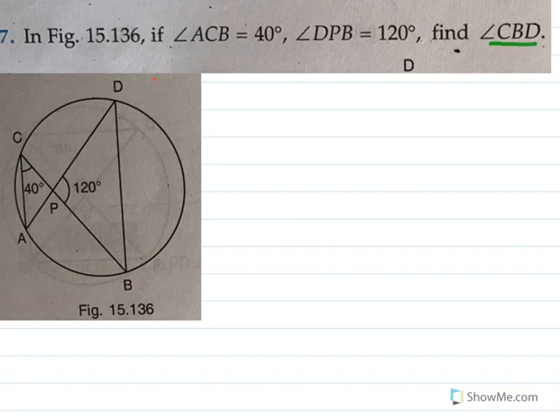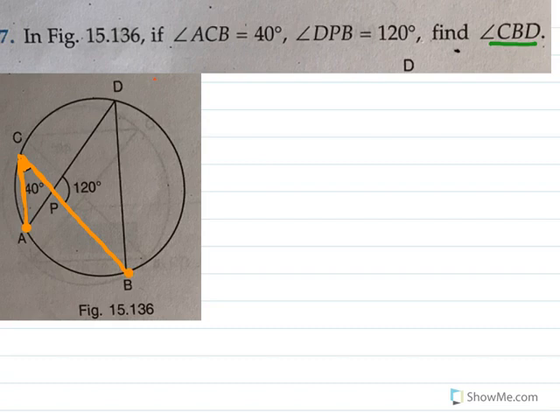In this sum we need to find CBD. So where is CBD? We start from C. Here is C. And let's trace CBD. C, then we have to go to B. And from B we have to go to D. So we'll get CBD. We need to find this angle. So the angle given to us is 40. Let's trace the angle 40. So this is angle 40, and this is ACD. So I need to come down to ACB actually.